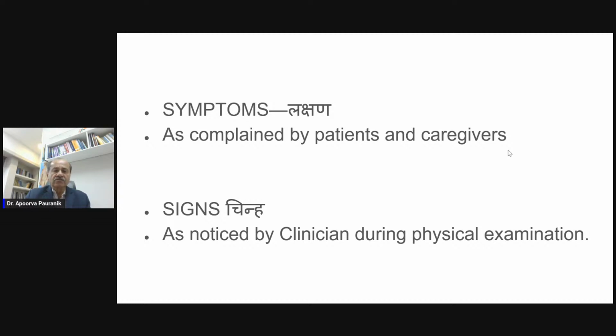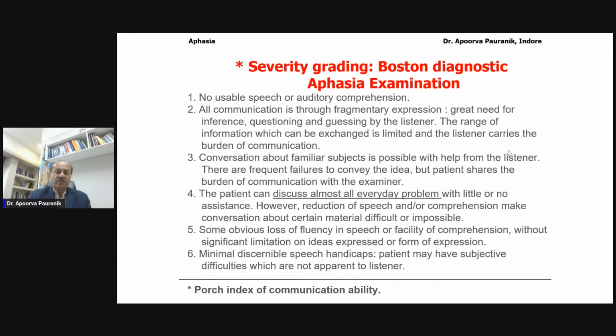Symptoms are the ones which are complained of by patients and caregivers, and signs are the ones which are noted by the clinicians during the physical examination. At the end of the examination, a clinician should be in a position to comment on the overall severity of aphasia, and it ranges from most severe, which is grade 1, where there is no usable speech or auditory comprehension, to grade 6, where there is a minimal discernible speech handicap, and in between you have 2 to 5.